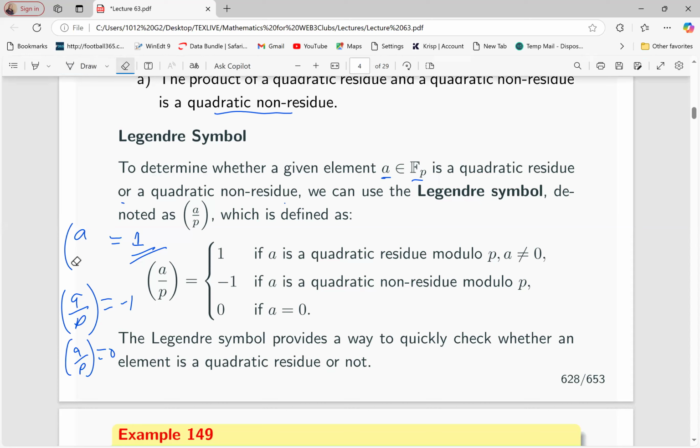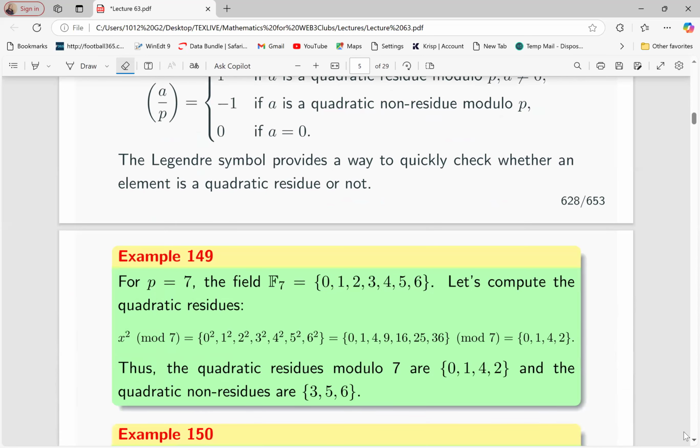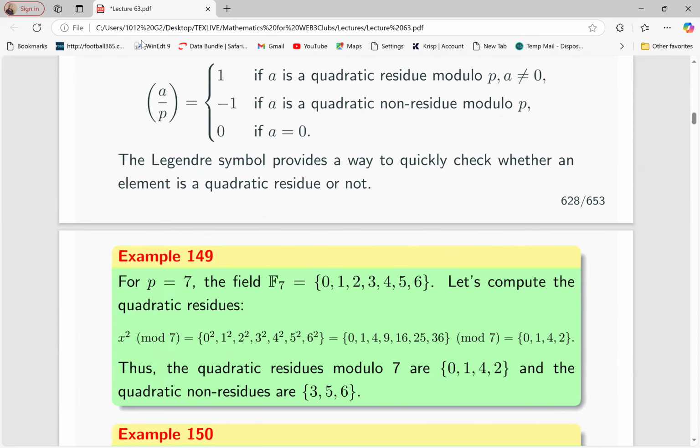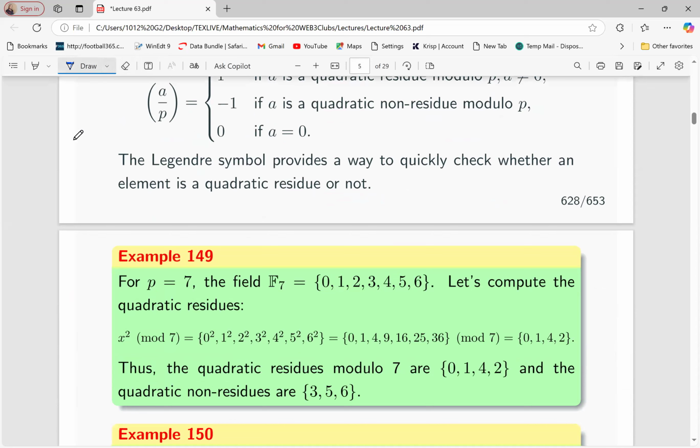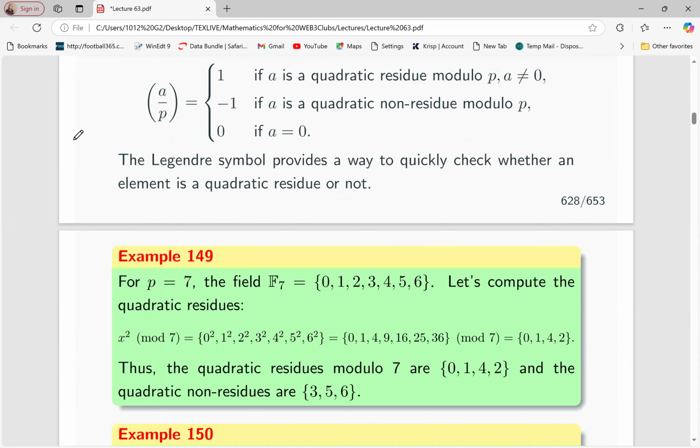Now, therefore, I want to show you how to do the Lagrange symbol and then use it to tell whether a number is a quadratic residue or quadratic non-residue. But before that, we can take a simple example. Let me say I want to determine the numbers which are quadratic residues mod 7. I know the numbers mod 7 are 0, 1, 2, 3, 4, 5, then 6.